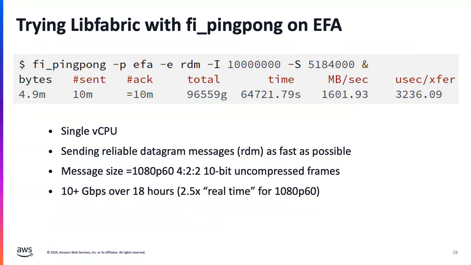Sending a message size of a 1080p 60 422 10-bit uncompressed frame, I found we could easily do with a single vCPU well over 10 gigabits per second over 18 hours. So it's about 2.5 times the real time of 1080p 60. If someone who was a developer went in and did this in a more optimized fashion, they could probably even get better performance. If you need more than 10 gigabits per second, you can use another vCPU.